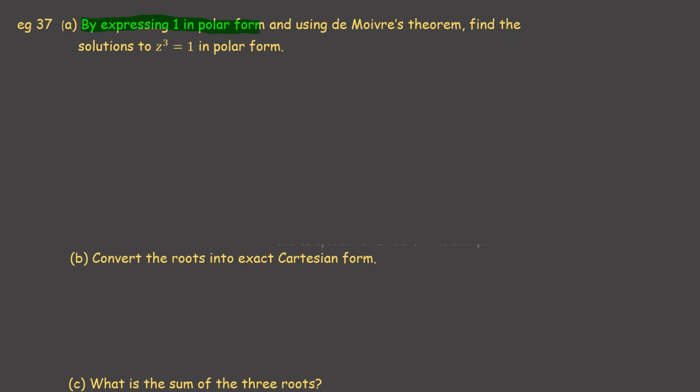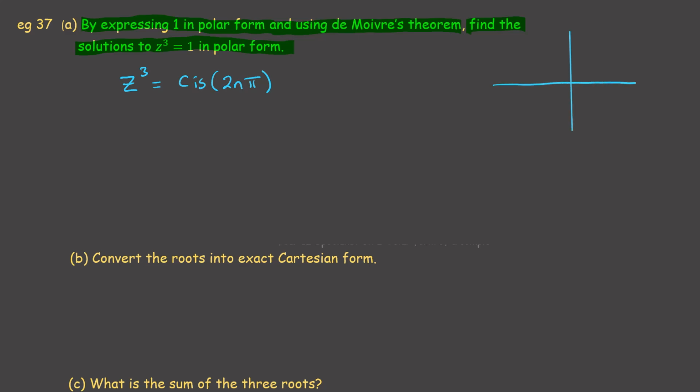By expressing 1 in polar form and using De Moivre's theorem, find the solutions to z cubed equals 1 in polar form. When you're working in real numbers, you know the only solution is 1. However, we can say here that z cubed is equal to cis 2n pi, because every time we get to 1, no matter how many times we go around the graph. That means that z is equal to cis 2n pi divided by 3.